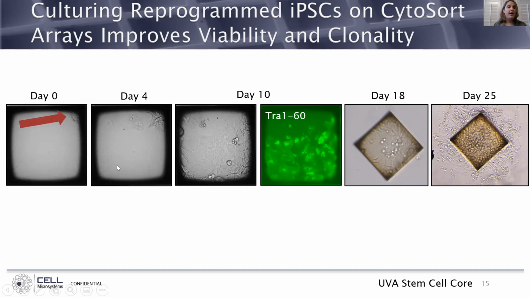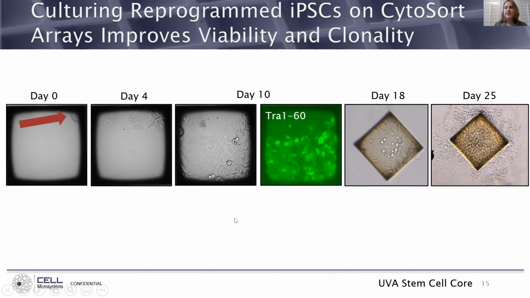So if we look back, when this array was scanned at day 0, this is the same microwell. You can see there's the single cell right up there in the top right corner. By day 4, we're already seeing that cell begin to proliferate. And by day 10, there's that confluent cell layer that we see here.